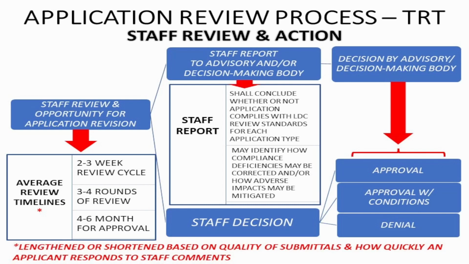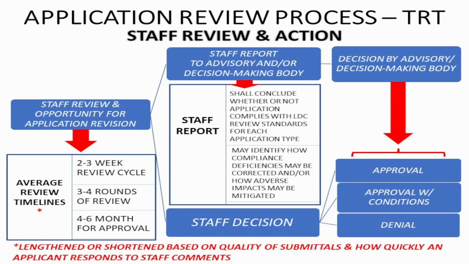Okay. And so we do have two different routes that the applications go. They either require a staff decision, which would be an administrative approval of a project, or they are heard by the advisory boards or the decision-making board. And so I highlighted the different routes that we see with regard to approvals. It'll be either an approval with conditions, or a denial of the application because it's not meeting the standards identified.